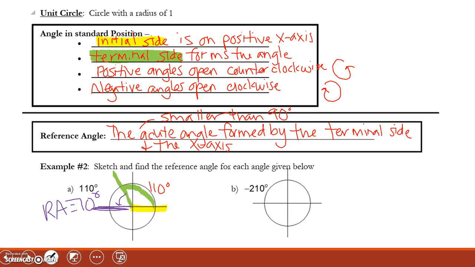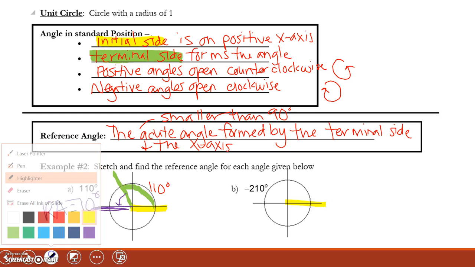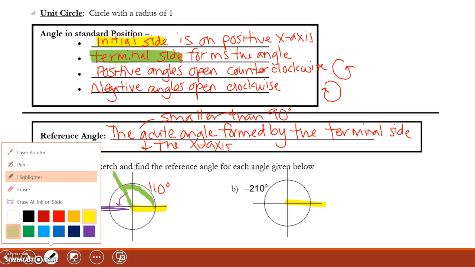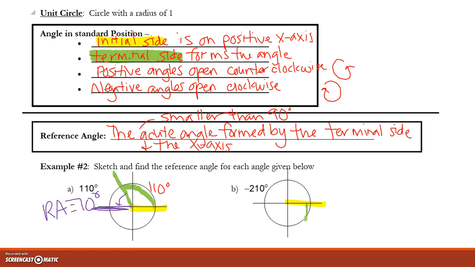All right, so now negative 210. So I do my initial side, and then since it is a negative, what I'm going to do is open it up clockwise. So I'm going in this direction. So that is negative 90. That's negative 180. So negative 210 would be around right there.